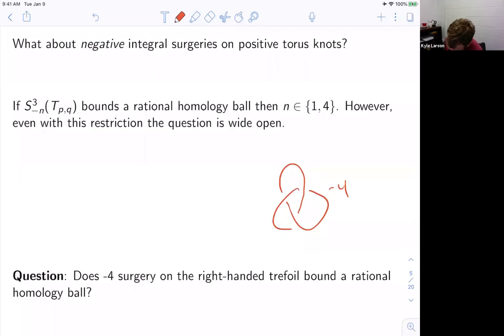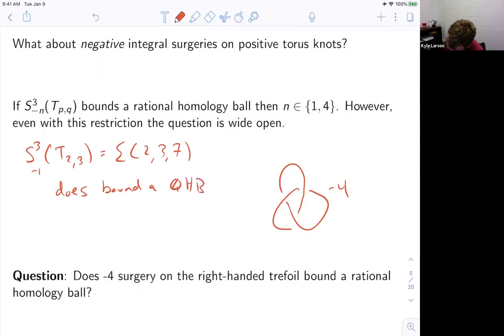Let me mention one other example. If we take -1 surgery on the right-handed trefoil, this is the Brieskorn sphere Σ(2,3,7). This does bound a rational homology ball. If you were at the joint seminar talk I gave at Georgia Tech in the spring, you heard me talk about this. The fact that Σ(2,3,7) bounds a rational homology ball is a classical result of Fintushel and Stern. But the point is it's a very non-trivial construction.